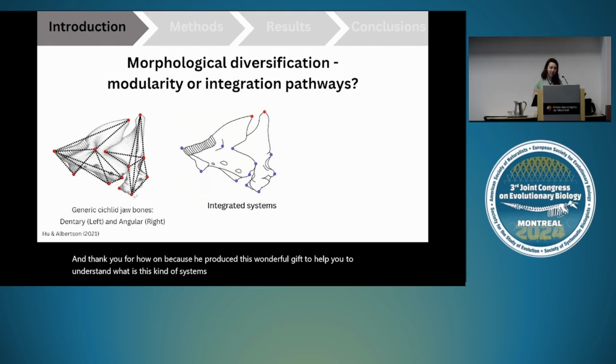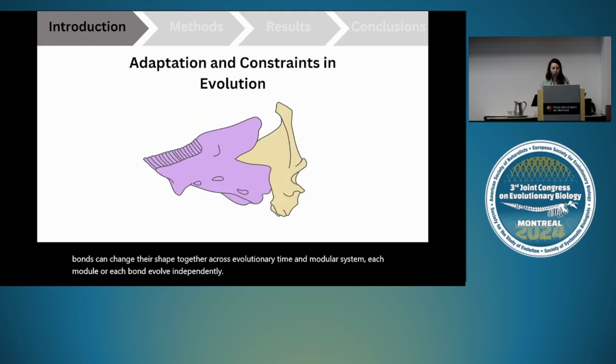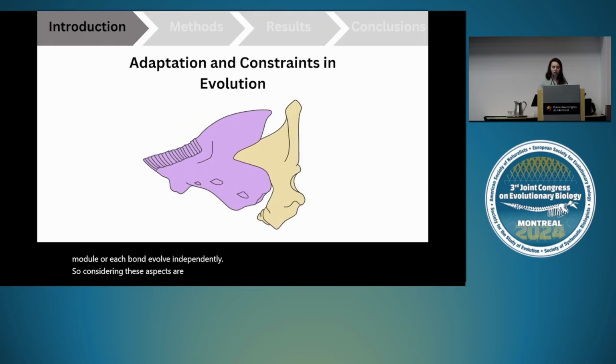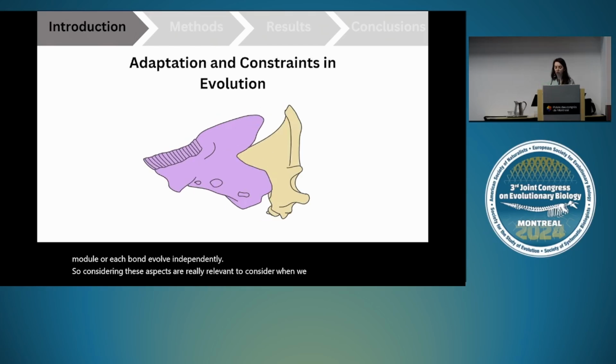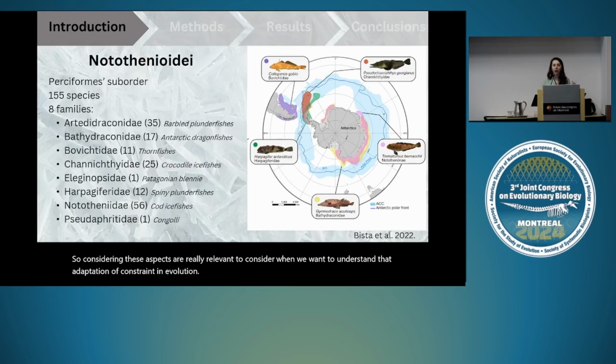So in integrated systems, both modules or bones can change their shape together across evolutionary time. In a modular system, each module or each bone evolves independently. So considering these aspects is really relevant when we want to understand adaptation and constraint in evolution. And to test these predictions and try to better understand these patterns, we investigate how living in an extreme environment affects morphological diversification.